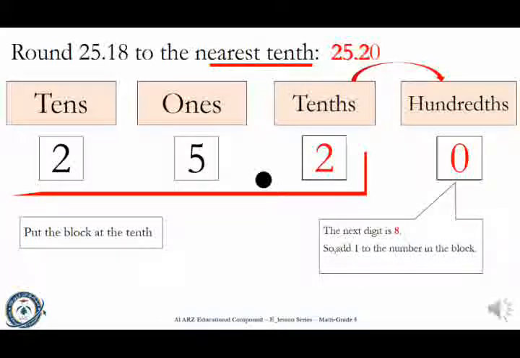The next digit is 8. It's a big number. So we add 1 to the number in the block. And we get 25.2. And after the block, we put a 0. The answer is 25.20, or you can cross the 0 and write 25.2. Both numbers are correct.